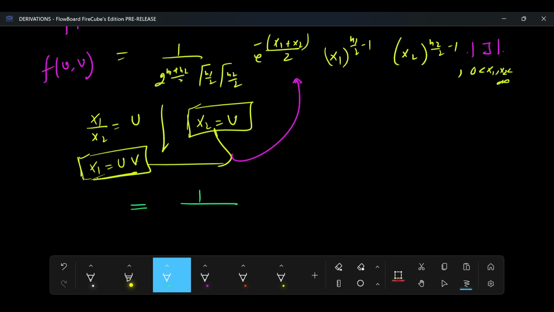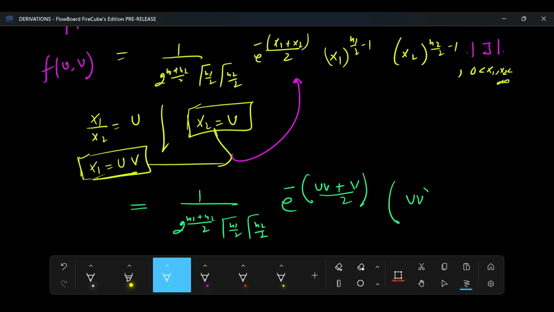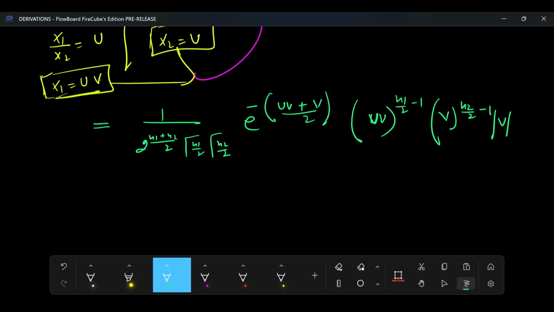So say this will be equal to 1 upon 2^((n1+n2)/2) Γ(n1/2) Γ(n2/2). What's x1? That's uv. What's x2? That's v, divided by 2. What's x1? That's uv, to the power n1/2 minus 1. What's x2? Sorry, x2 is v, that's v, to the power n2/2 minus 1, into the Jacobian, that's v. Clear?